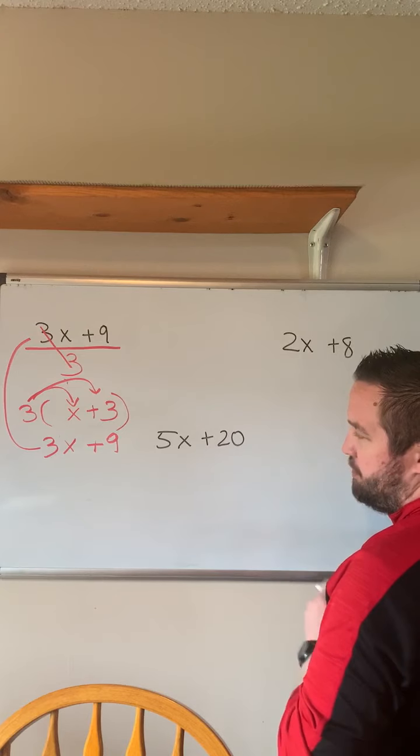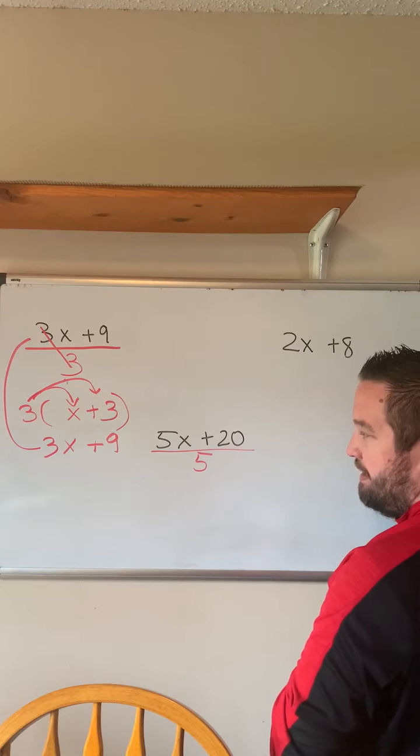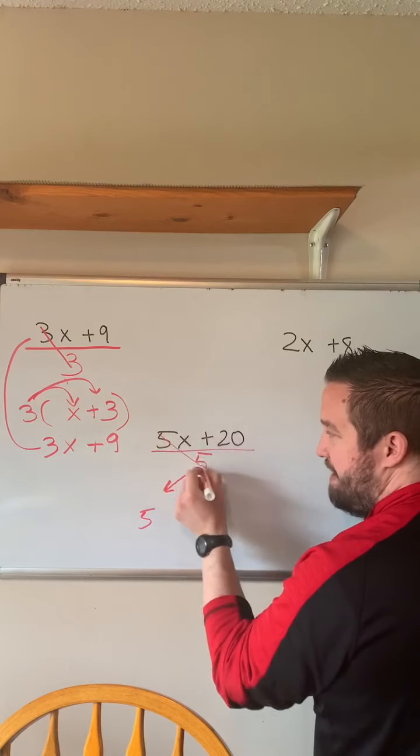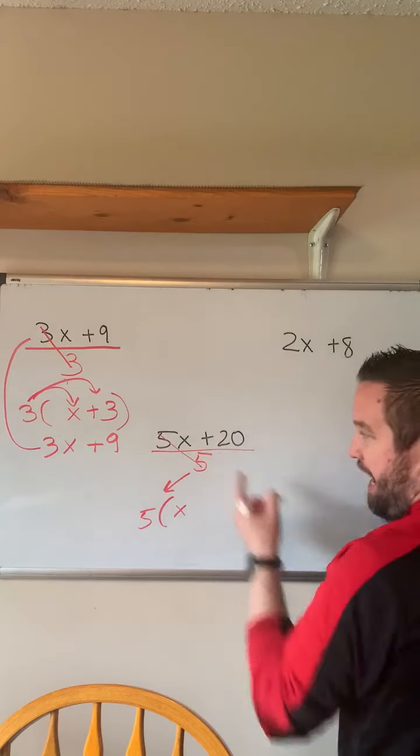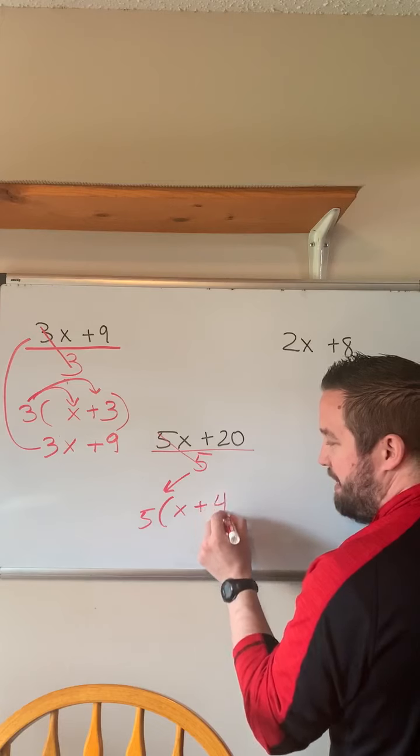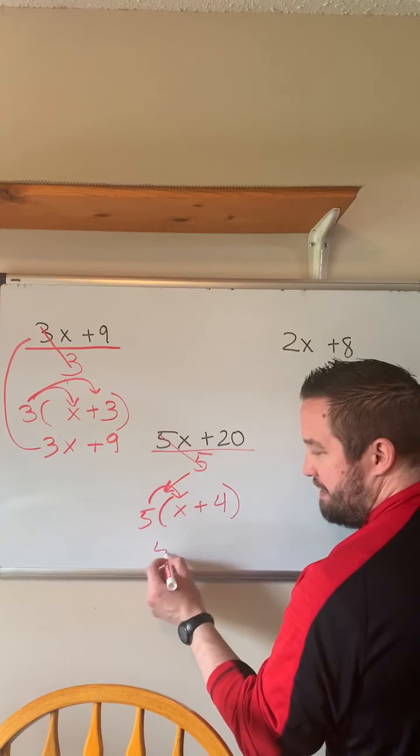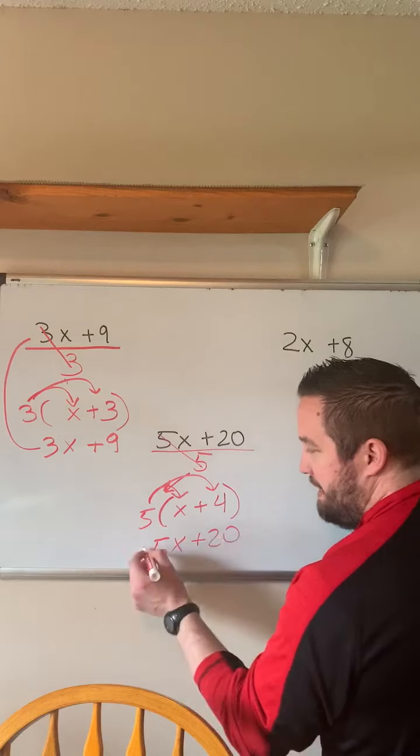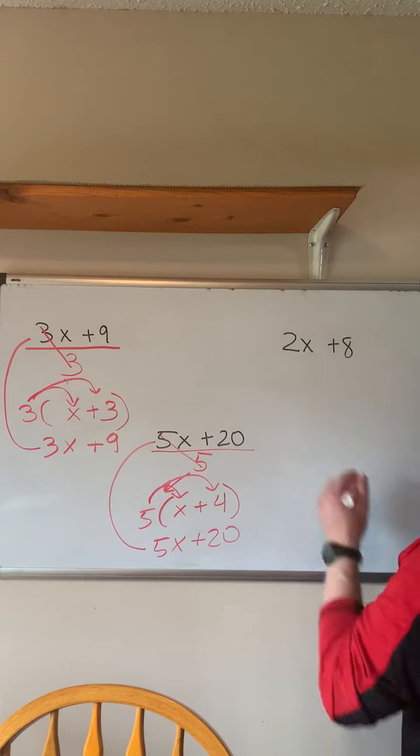So 5x plus 20, again, my GCF is going to be a 5, and then I bring this 5 down here. 5x divided by 5, that's going to cancel out, so all I'm left with is just an x in parentheses. I've got a positive, I bring down my positive. 20 divided by 5 is going to be a 4. Let's just check it. 5 times x is 5x. 5 times 4 is 20. Exact same thing.